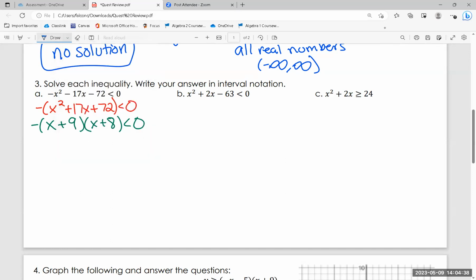And then whenever you pull out a negative, that doesn't affect your answers. So we always do the opposite sign of whatever's in the parentheses. So our two x values would be -9 and -8.